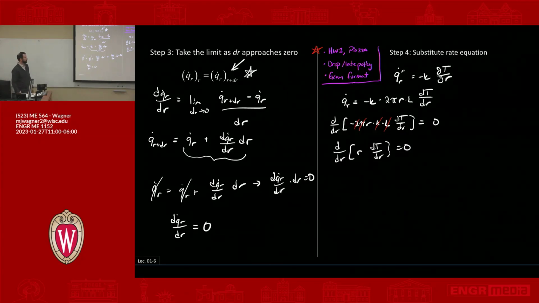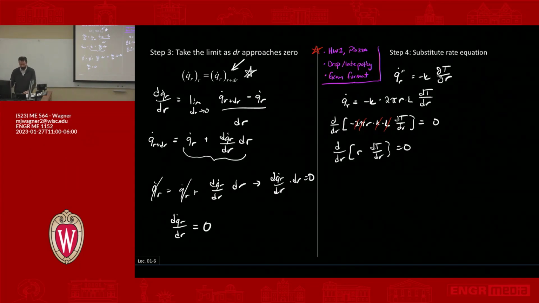Hopefully that all makes sense and is basically review. One maybe not obvious thing is that R is not a constant, so it has to stay inside the argument of that derivative. We can't take R out and multiply, because we're taking the derivative of the product of R times dT dr, so it all has to stay inside. We can solve this problem pretty easily. This is a separable problem, and we can just use integration to solve it.